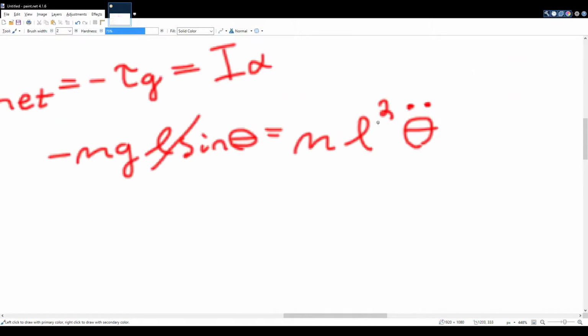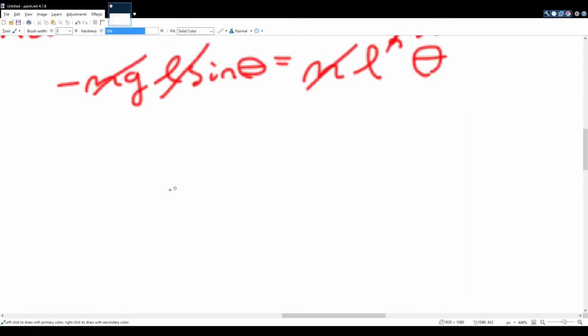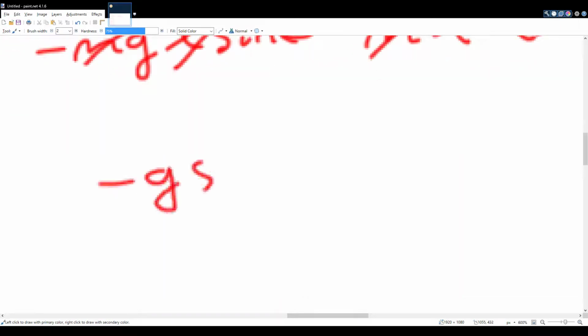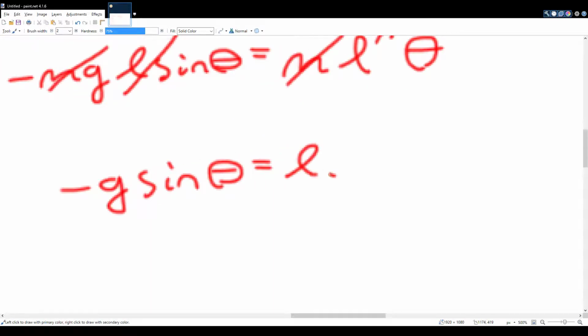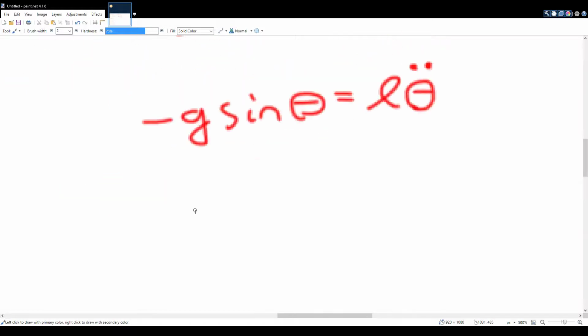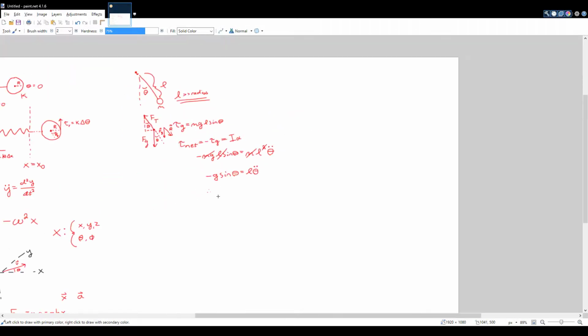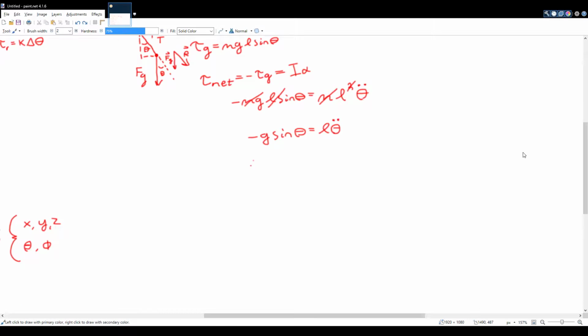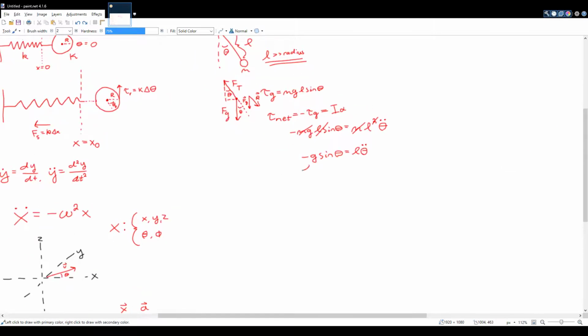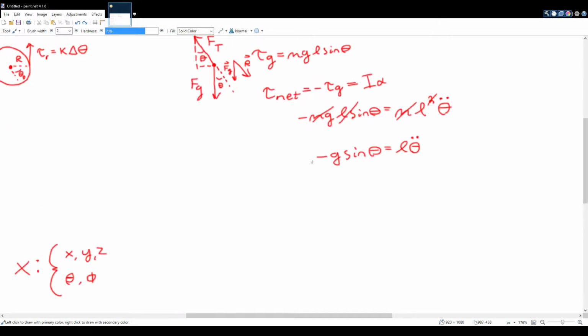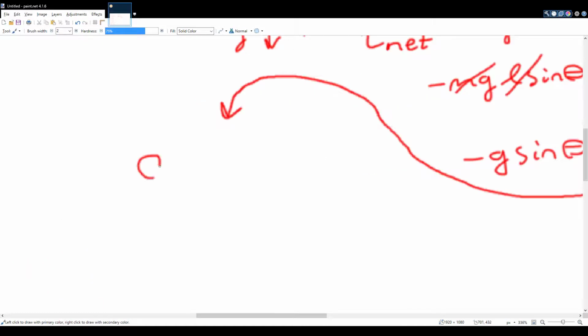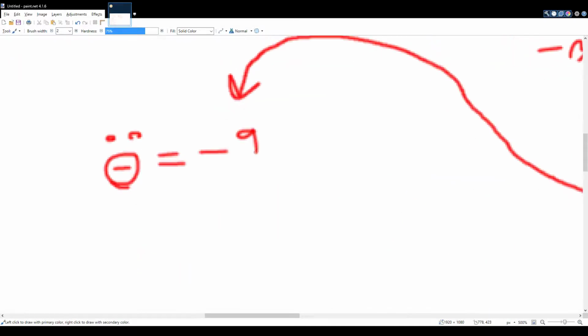One of the lengths cancels and the masses cancel. We get negative g sine theta is equal to L theta double dot. Therefore, we're going to move over here just for purposes of having more room. Theta double dot is equal to negative g over L times sine of theta.